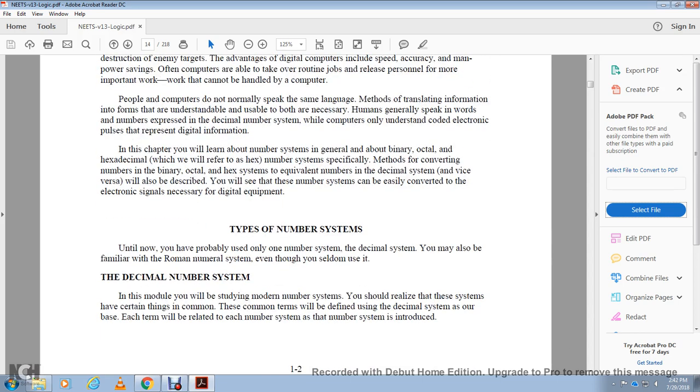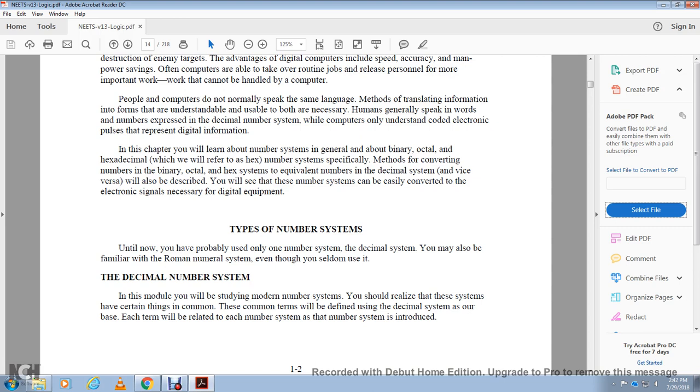Types of number systems. Now, you probably know only one number system, the decimal system, though you may also be familiar with the Roman numeral system, even though you seldom use it. The decimal number system is the modern number system we will be studying. You should realize that these systems have certain things in common. The common terms will be defined with the decimal system as our base.